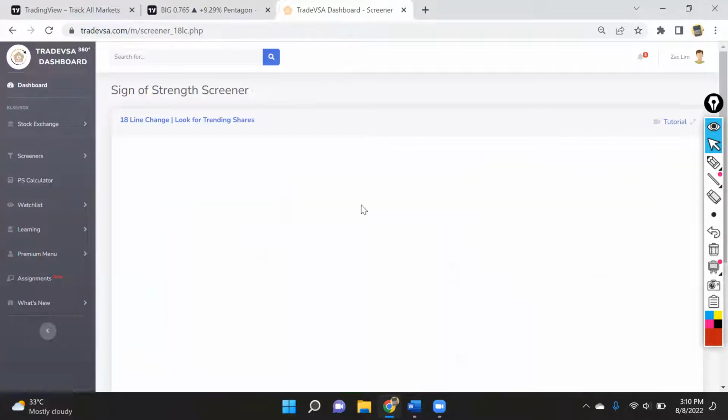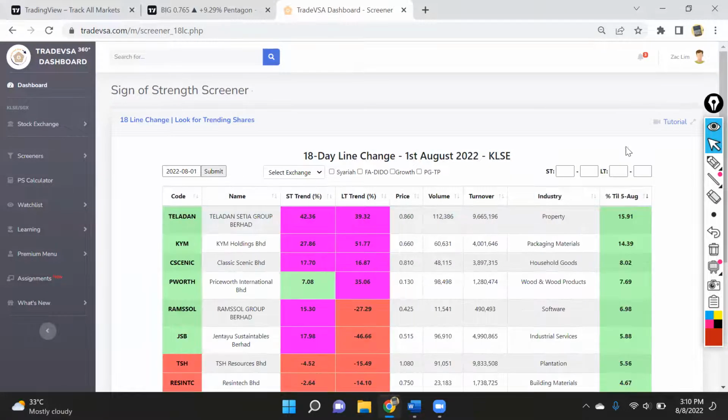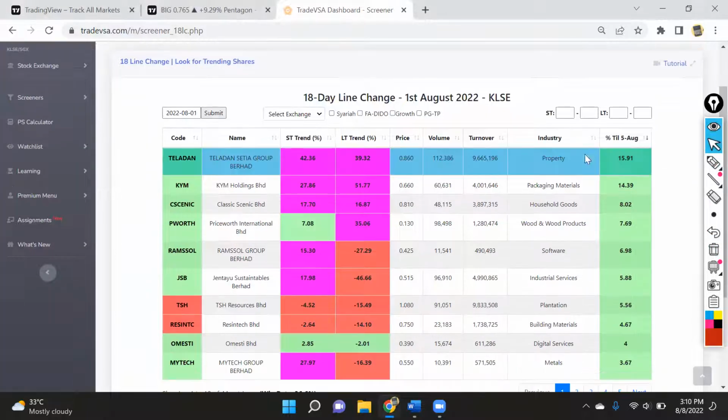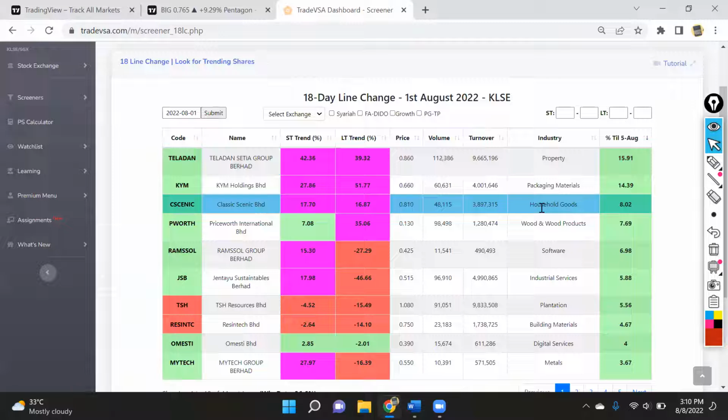Now, by looking into these few things, let me go back to my screener. I go to 1st of August, I click submit, and this is the part that I want to focus on today. I want to bring your attention to this column over here. This is the percentage till 5th of August, which is the closing on Friday. If you notice, for example, a chart like Lambda, they already moved 16% from the line change on 1st August. Immediately you know that the price already made a follow through, they broke up after the line change. So this is not a pullback anymore.